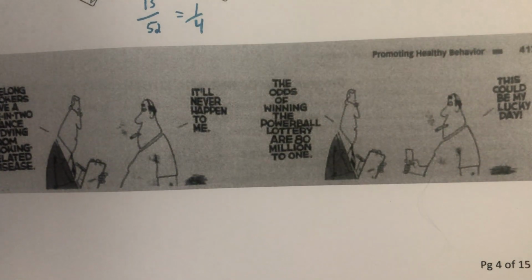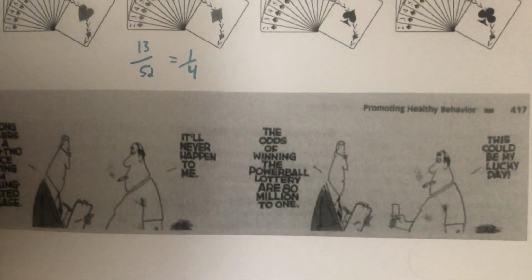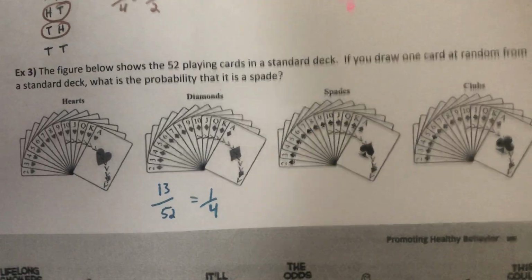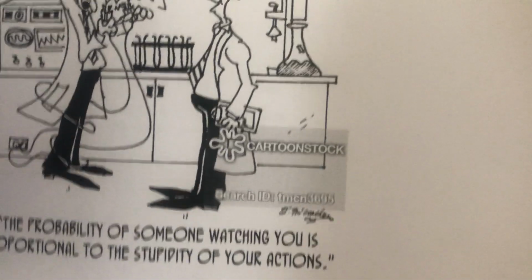All right, so the chance of lifetime smokers dying from a smoking-related disease is 1 out of 2. Winning the lottery, the odds are 80 million to 1, and people still buy a lottery ticket. So probability shows up kind of everywhere. It does affect our decisions. Okay. Sometimes people don't exactly like it.